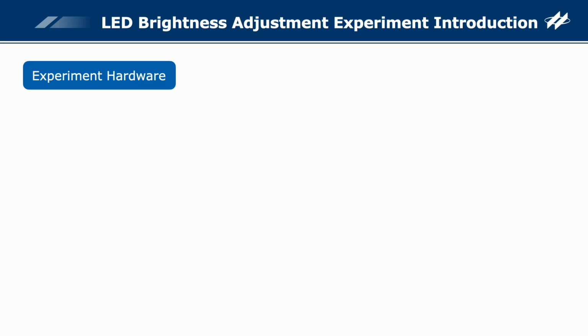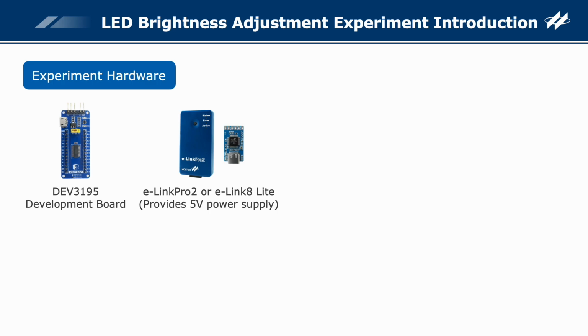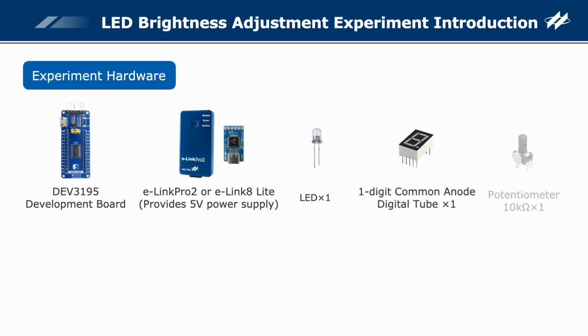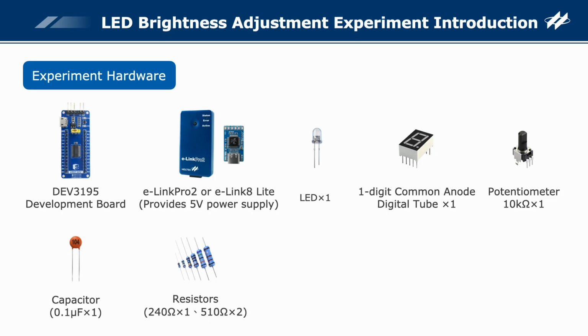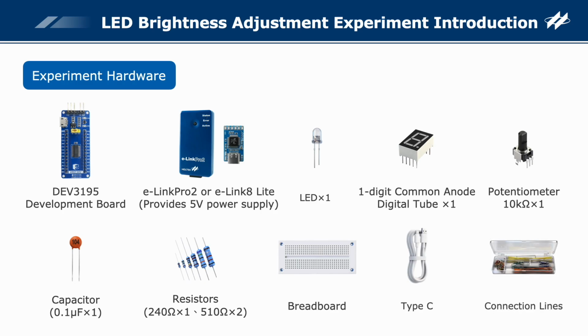Here are the materials required for this experiment. This experiment uses the DEV3195 development board as the main control board. Uses the emulator to provide a 5 volts power supply voltage, which can be used together with an LED, a 1-digit digital tube, a potentiometer, a capacitor, several resistors, a breadboard, Type-C, and connection lines.